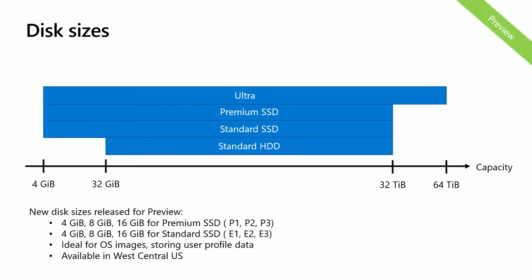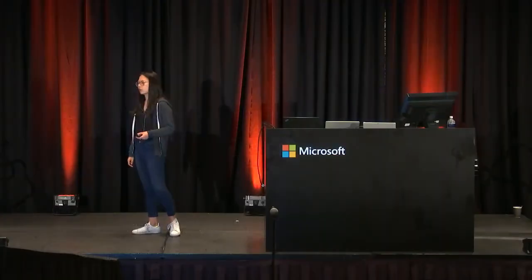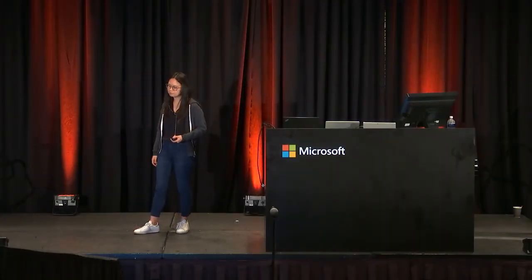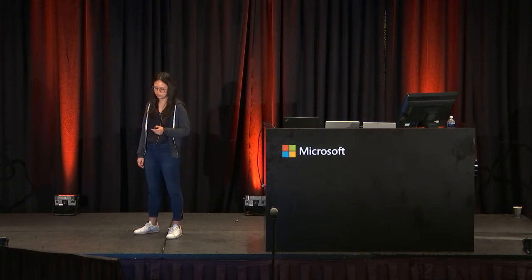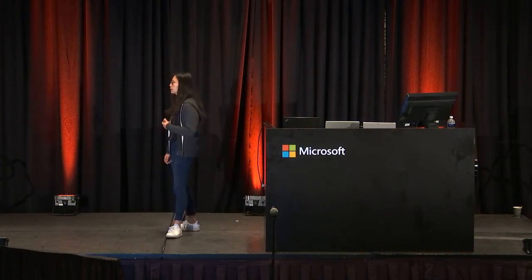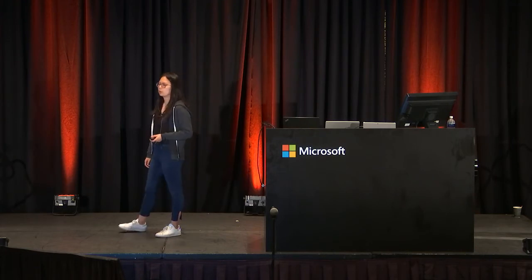So today, we're announcing the preview of smaller sizes of 4, 8, and 16 GB on both premium SSD and standard SSD. It's going to be ideally used for workloads like OS images, which you have smaller Linux image, and you can use it to store user profile data for your VDI environment. Or you can even use it for log files for your small database. It is currently available in West Central US, and we are in the process of rolling out to more Azure production regions.